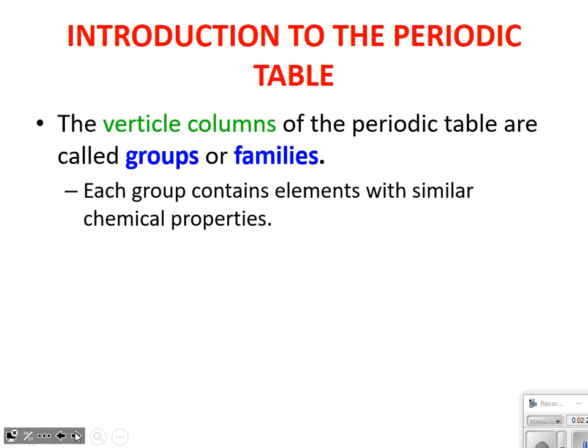Each group contains elements that have similar chemical properties. And these chemical properties are the basis of the periodic table. There is a rhyme, there is a reason to the periodic table. Mendeleev and then Moseley came together, put these together, and one of the biggest things was the similar chemical properties.